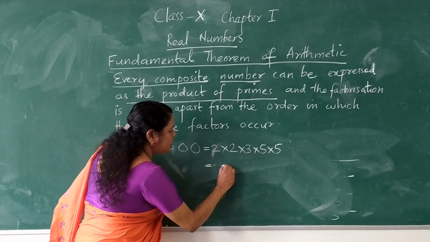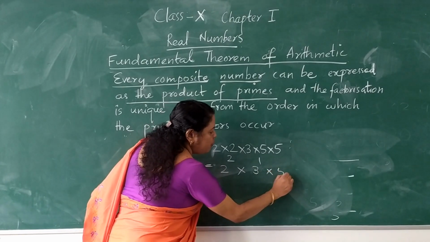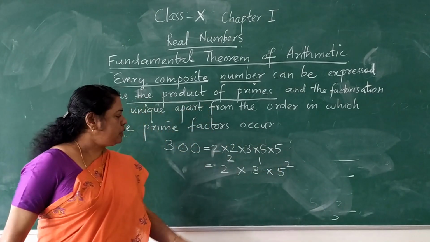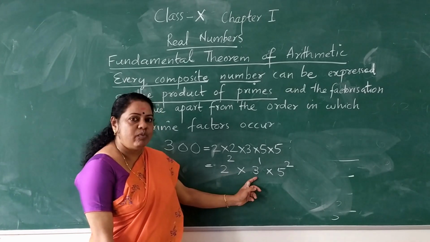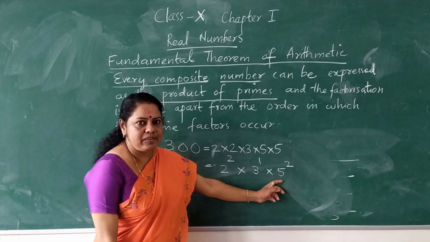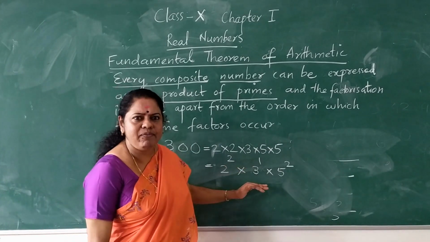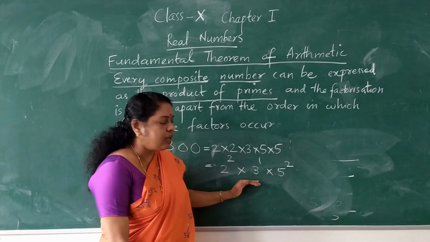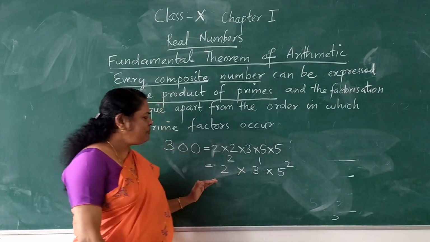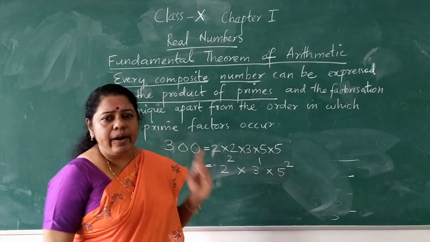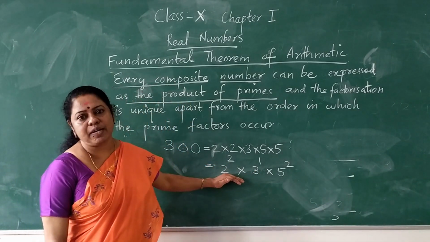Again, 2 into 2 we can write as 2 square, 3 raised to 1, and 5 into 5 as 5 square. So here how many 2's are there? 2 2's are there in the factorization, 1 3 is there and 2 5's are there. If everybody does the factorization, you will get the same factors. 2 2's, 1 3 and 2 5's will be there. Okay. So that is the factorization. We can write it in one and only one way.